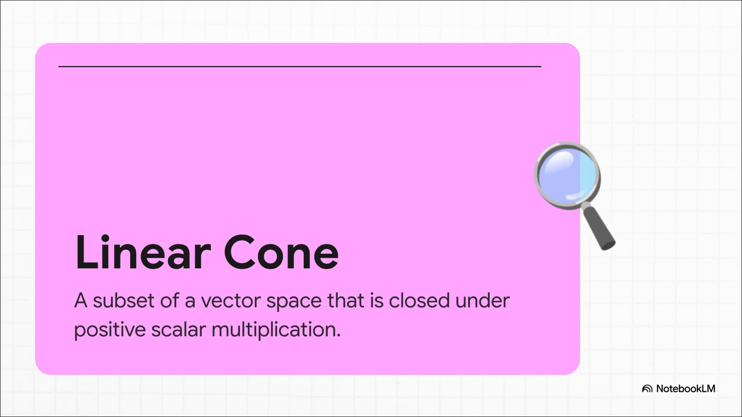Okay, so now for the official math speak. The definition from our source calls this a linear cone, and it says it's closed under positive scalar multiplication. Whoa, that sounds like a mouthful, right? But all it really means is this. If you have an arrow, a vector, that's in your cone, you can stretch it to be twice as long or shrink it to be half as long. You can multiply it by any positive number you want, and that new resized arrow is still part of the cone. It's still pointing in the exact same direction.